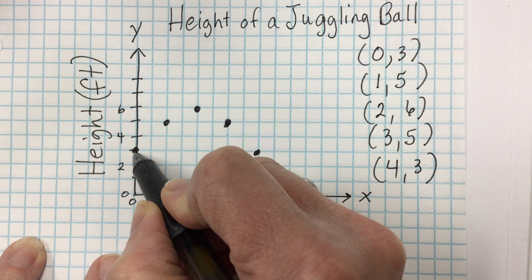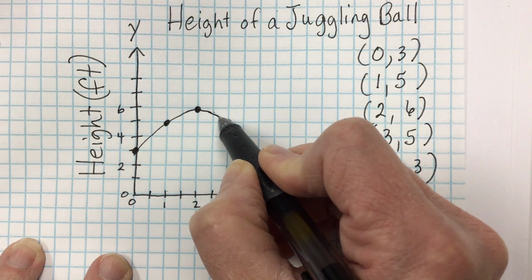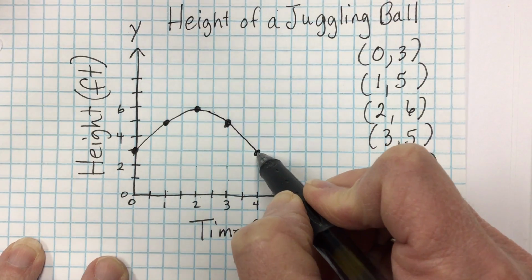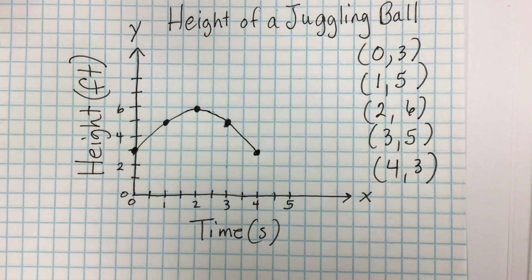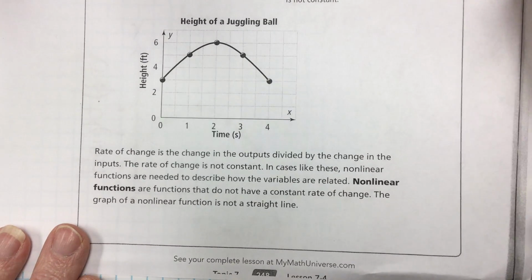So you see our graph looks something like this. I'm going to connect these points, and here I have this graph, okay? So you see where I have graphed this now. All right, so I want us to read about this graph. Okay, here we have it.